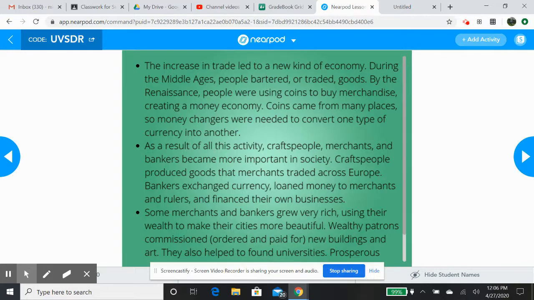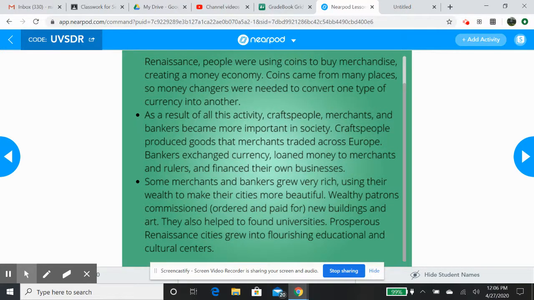So you had to convert one type of currency into another, and this started back in the 1300s during the Renaissance, and it's still continuing today as we have different currencies through different countries. As a result of all this currency trading, craftspeople, merchants, and bankers became way more important to society. Craftspeople produced goods that merchants traded across Europe, but bankers were the ones that exchanged the currency, and they loaned money to merchants and rulers and financed their own businesses. So a lot of modern business that we have today comes out of the Renaissance.